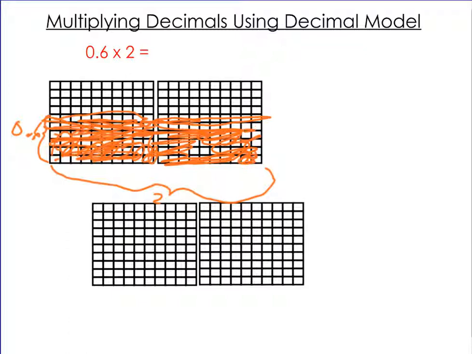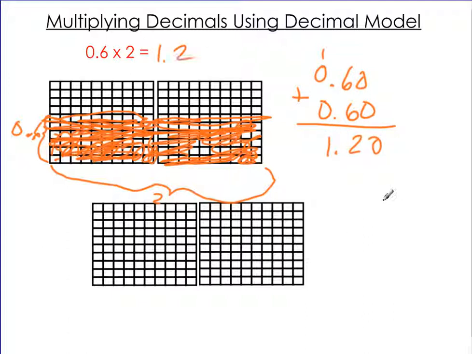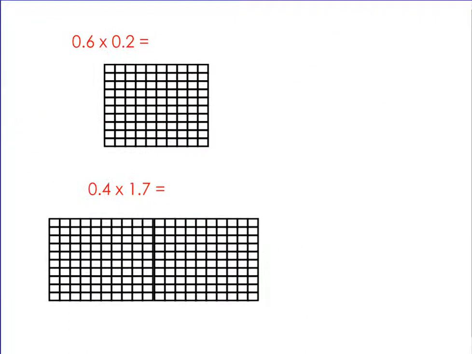If I counted that all together, I have 6/10, which is 60 little squares out of 100, so that's 60 hundredths shaded in, and there are 60 hundredths over here shaded in. If I added those together, I would end up with 1 and 20 hundredths, or 1.2, because we can knock off that 0 at the end. It doesn't count for anything. And so 0.6 times 2 is 1.2, as indicated by the shading of the decimal model. Now let's try another one.